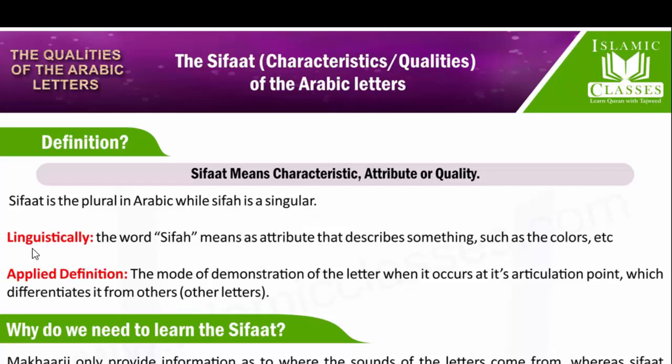Linguistically, the word Sifa means an attribute that describes something, such as colors. So this is basically an attribute or quality of the letter, like which letter we read bold, which letter we read light, or which letter we read softly or hard, and so on. Another definition is the applied definition: the mode of demonstration of the letter when it occurs at its articulation point, which differentiates it from others. Others means other letters.